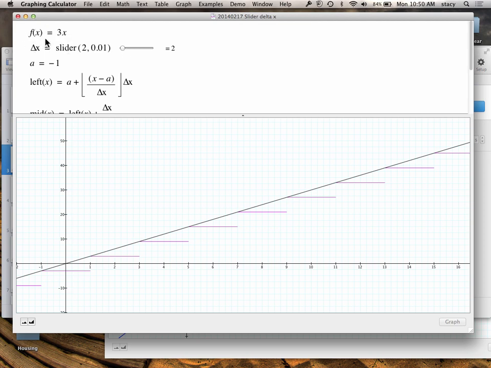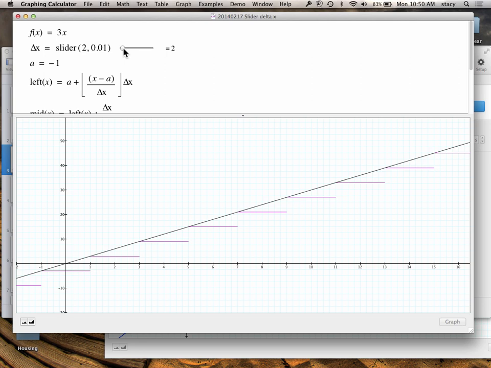So if I have my exact rate of change function, I have my delta x, which I defined to be a slider, okay, which means I can let its values change. At the moment, the value of delta x is 2. And so I've graphed the exact rate of change function, and I've created an approximate rate of change function using left of x with the starting value at -1 and delta x equal to 2. Okay, is everybody comfortable with what we're seeing right now?